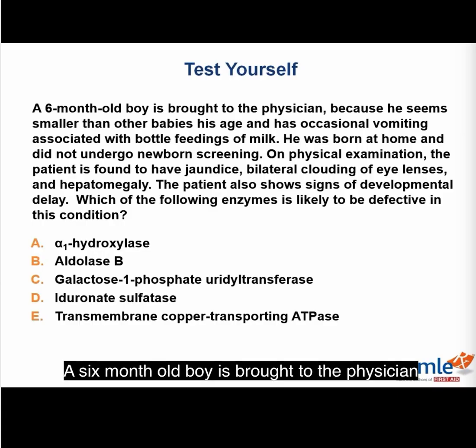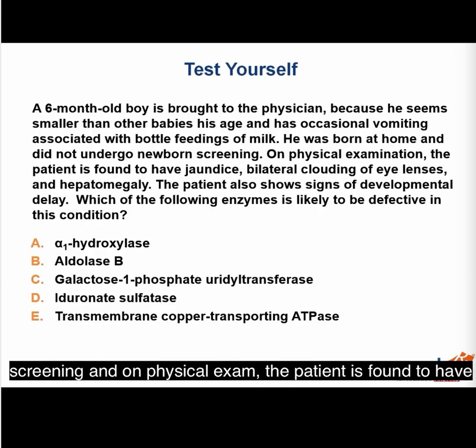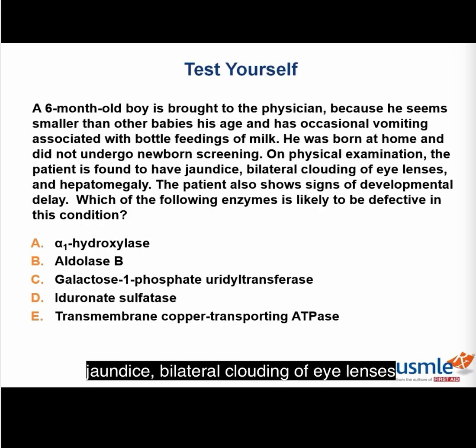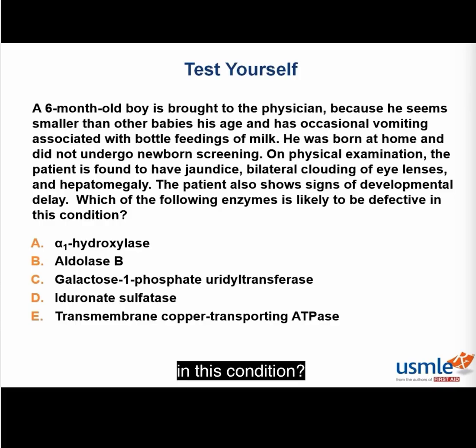A 6-month-old boy is brought to the physician because he seems smaller than the other kids his age, and he has occasional vomiting associated with bottled milk feedings. He was born at home and did not undergo any newborn screening, and on physical exam, the patient is found to have jaundice, bilateral clouding of the eye lenses, as well as hepatomegaly. The patient also shows signs of developmental delay. Which of the following enzymes is likely to be defective in this condition?